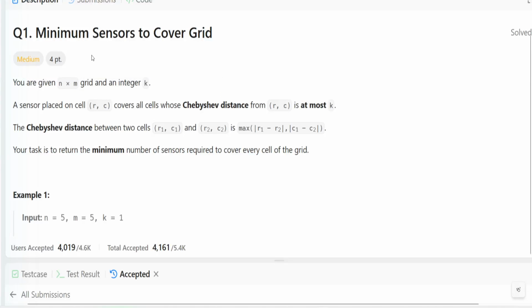Hello everyone, welcome back. So in this video, we are going to see the very first question from the Leetcode contest today on the Saturday. So this is the minimum sensors to cover the grid, right?